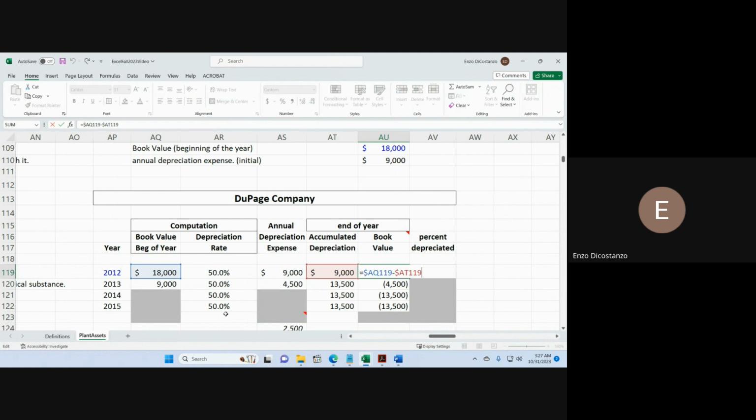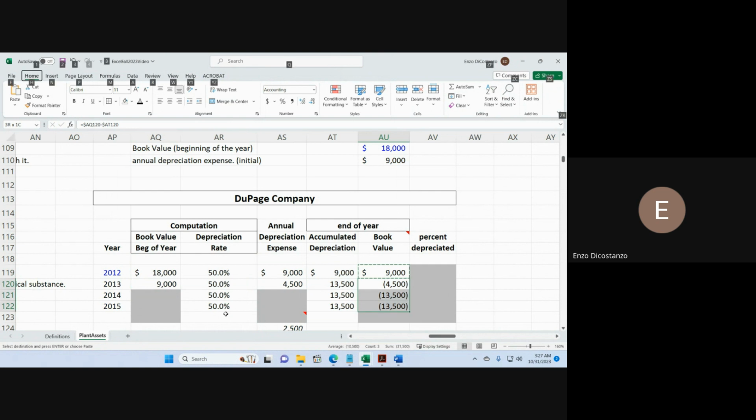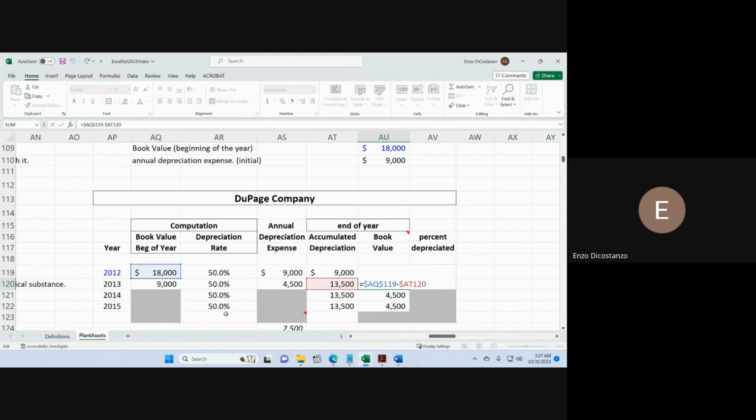Actually, this formula should be, we'll lock it like that. Gotta be careful. If you're going to use accumulated depreciation, you have to refer to the original book value. If you go year by year, you take the annual depreciation expense. So you got to know your formulas, how to manipulate all that. So that's that. And this is percent depreciated.